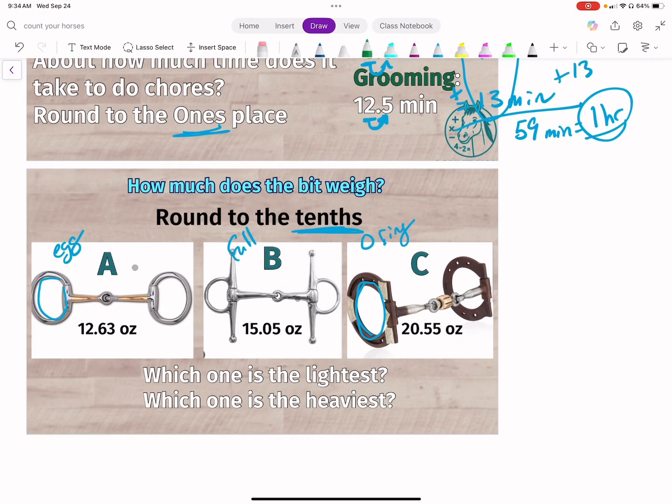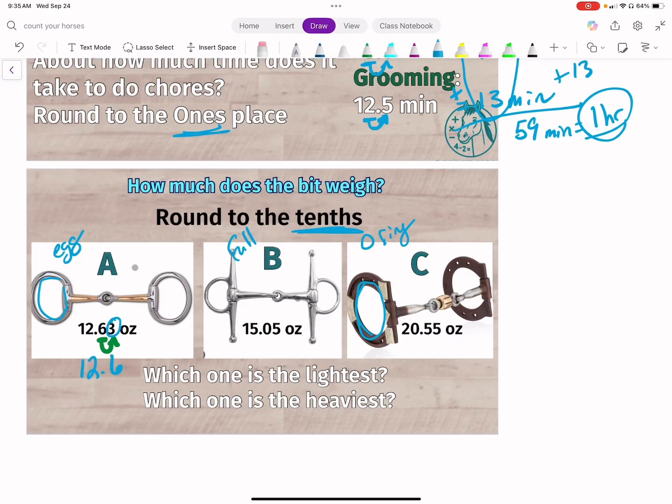Well, let's look at A. Hopefully you'd say the 6. And then we're going to look to the right of it at that 3. Is this 3 big enough to change the 6? Is it bigger than 5? Nope, it is not. So this is gonna stay 12 and 6 tenths.